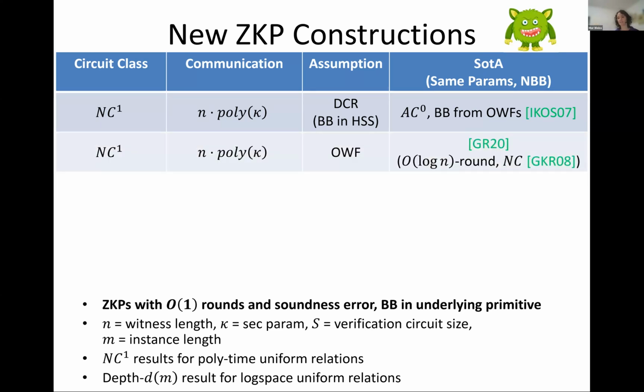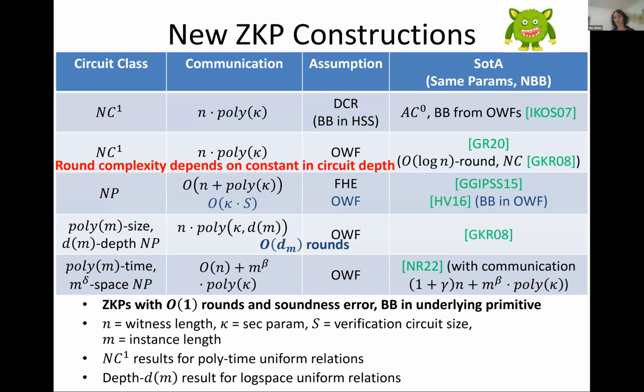Then we have another result for NC1 with the same communication using one-way functions as a black box, where the previous results use the one-way function in a non-black box way. And then I think that looking at these two results, it seems a bit confusing because the second result seems to subsume the first one, but actually these results are incomparable. And the reason is that this second result here from one-way functions, while we do have constant rounds in the zero-knowledge proof, the exact round complexity depends on the relation that we're proving. Whereas in the first result, based on DCR, the round complexity is bounded by a constant, a universal constant that's independent of the relation.